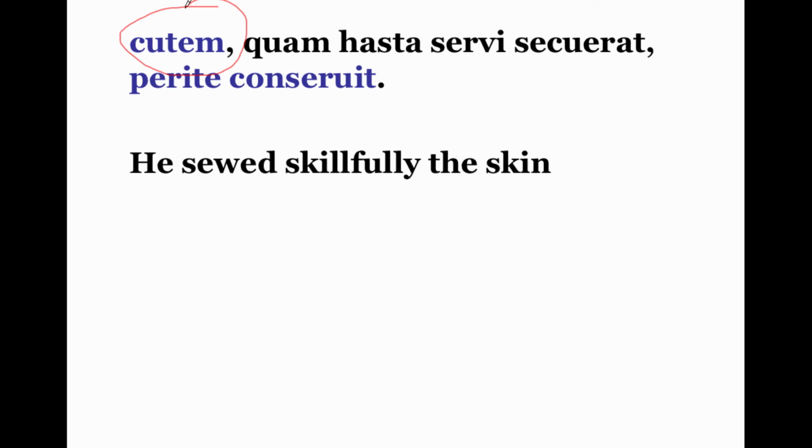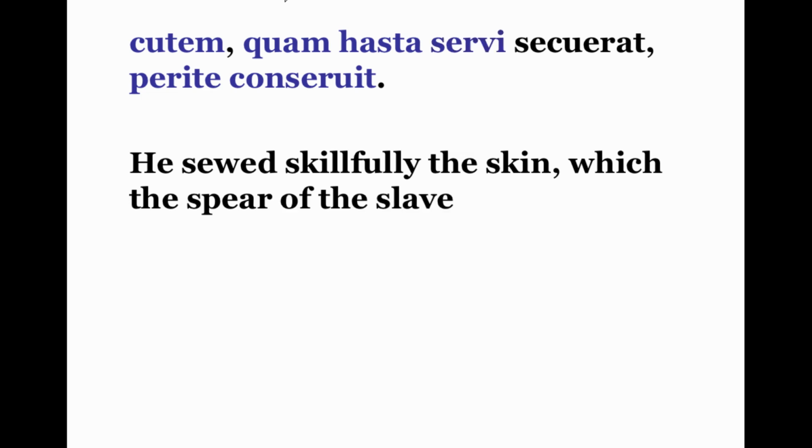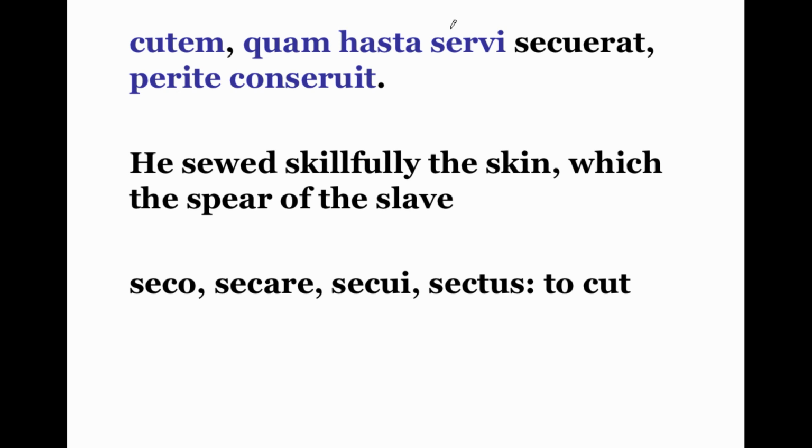Like we get subcutaneous, meaning under the skin, from that. He sewed skillfully the skin quam, which. The reason it's quam is because cutem is a feminine noun and we need a feminine relative. He sewed skillfully the skin which, hasta. Hasta means spear. This is the subject of the verb secuerat, but it is the spear of the slave, genitive singular. Okay, so again, here are the four dictionary entry forms, what we call the principal parts.